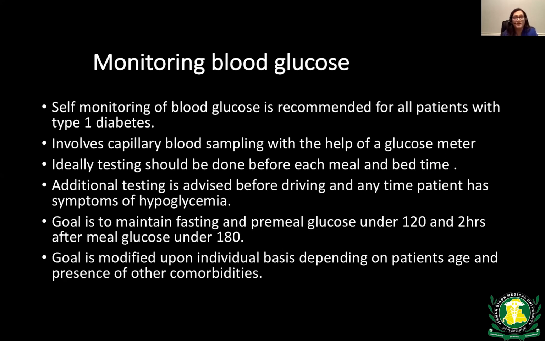The goal here is to maintain fasting and pre-meal glucose under 120, and 2 hours after meal glucose under 180. Those are the standard of care for both type 1 as well as type 2 diabetes. The goal is modified on an individual basis depending on the patient's age and presence of other comorbidities. For example, for older patients, we usually don't keep the goal that tight. Similarly, for patients who have severe cardiovascular disease or severe renal or chronic kidney disease, the goals are usually made more lenient.